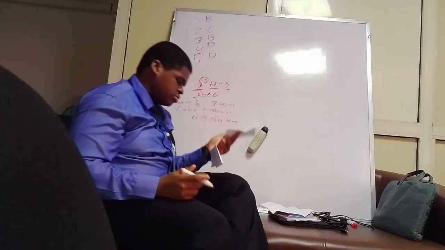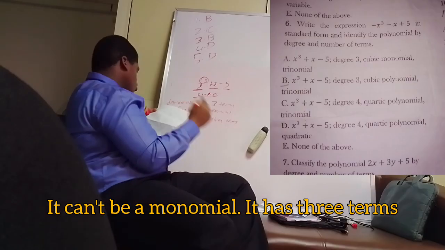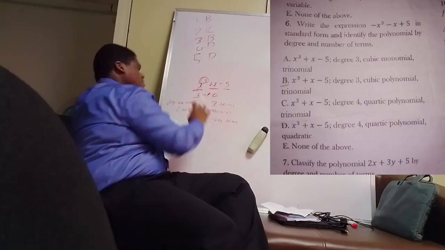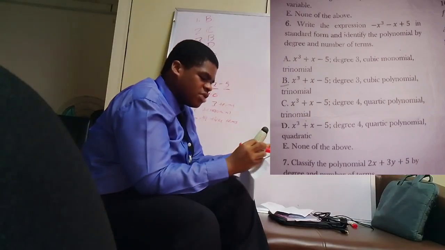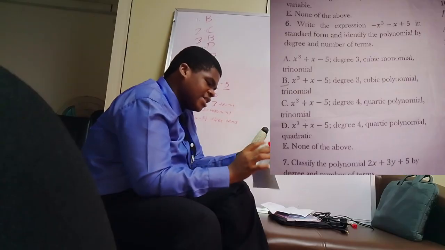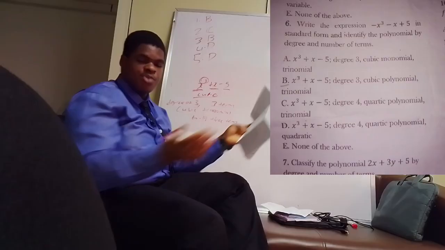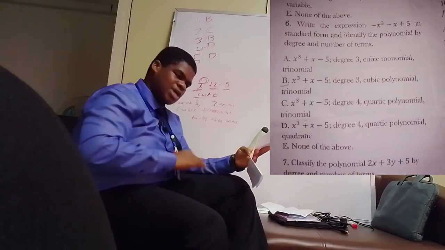Now let's look at the options. Option A says degree of 3, correct. Cubic monomial, wrong. This is a trinomial. Monomial means it has 1 term. You're supposed to look in depth at this question. Don't just pick cubic monomial because you see cubic. Option B says degree of 3, correct. Cubic polynomial, also correct. And trinomial, that's absolutely correct.